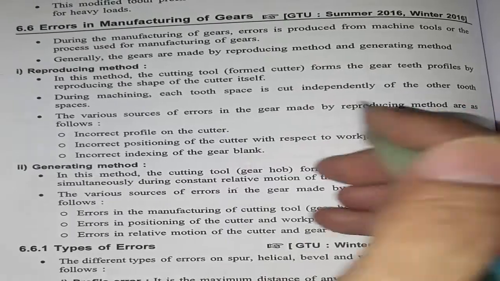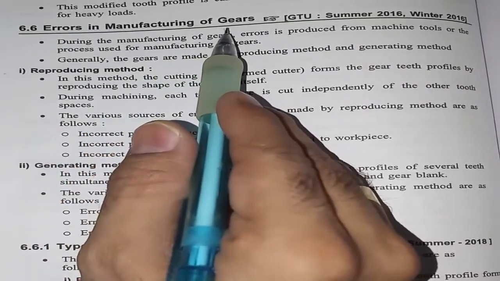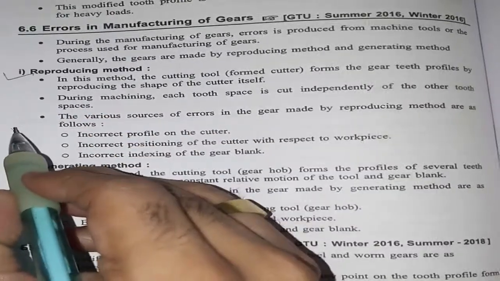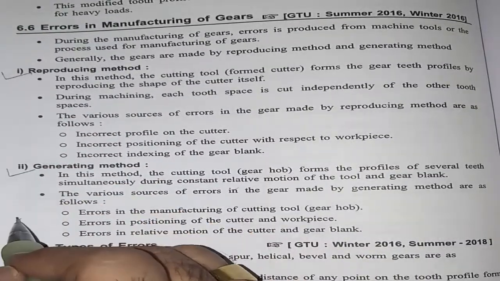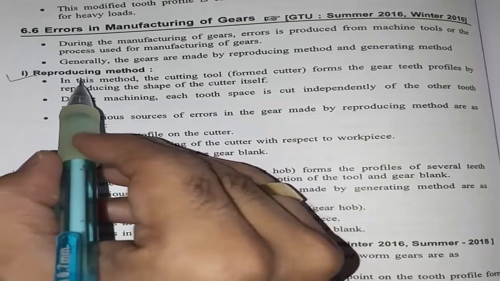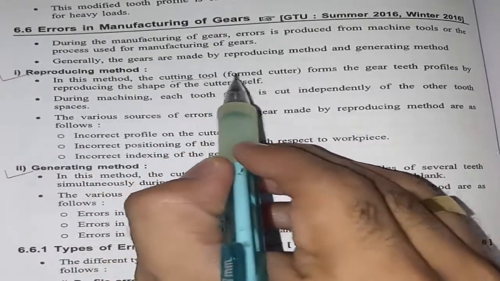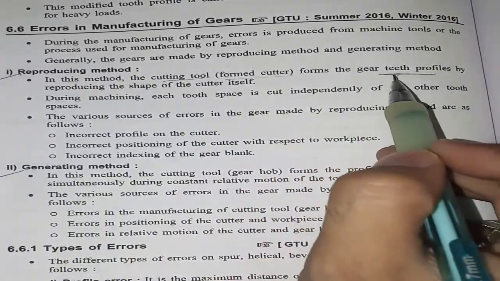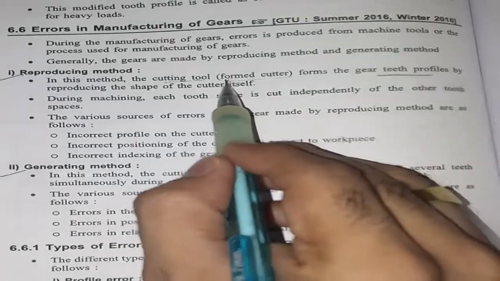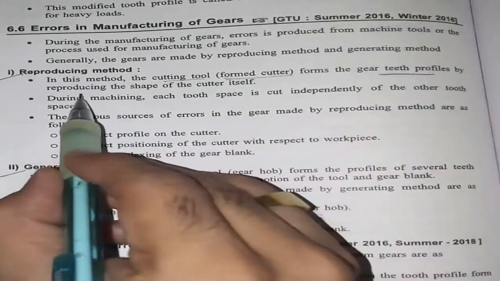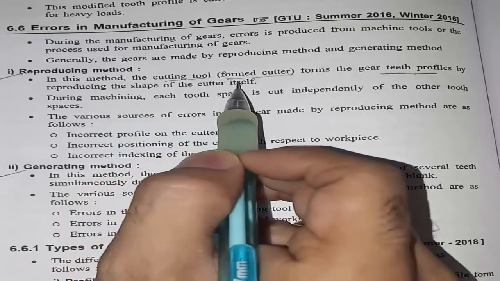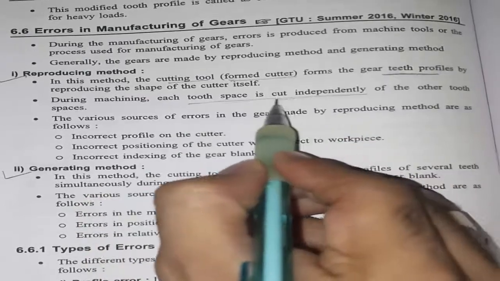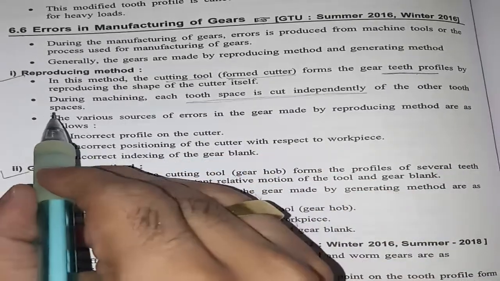Friends, our today's topic is error in manufacturing of gear. Generally, gears are manufactured by two methods: the reproducing method and the generating method. In the reproducing method, there is a cutting tool, or cutter, which forms the gear teeth profile. For making the gear teeth profile, we have a form cutter, and by that we reproduce the shape of the cutter. In the reproducing method, each tooth space is cut independently of the other tooth spaces.